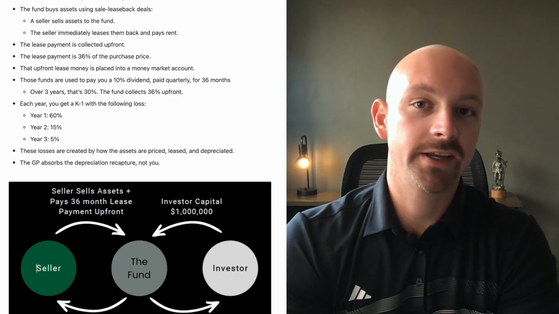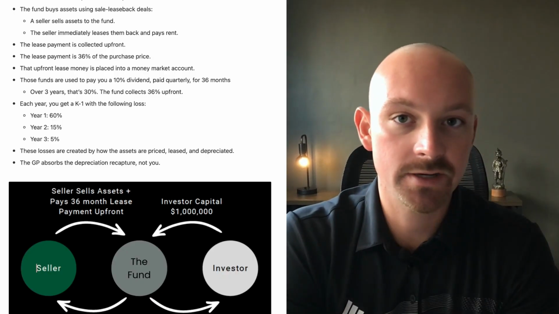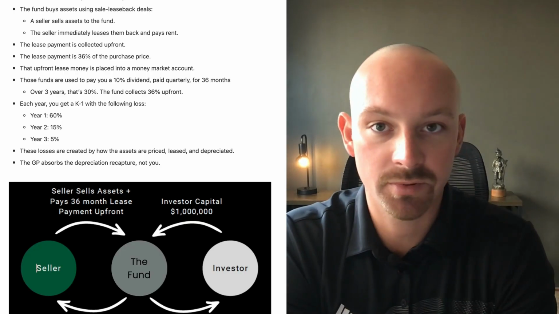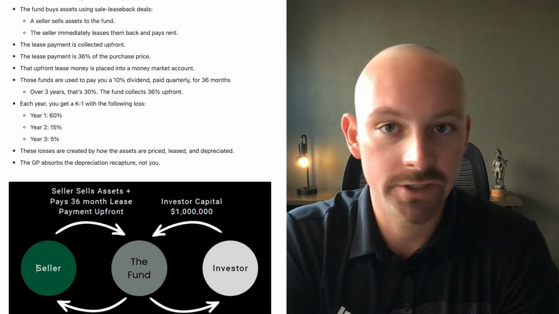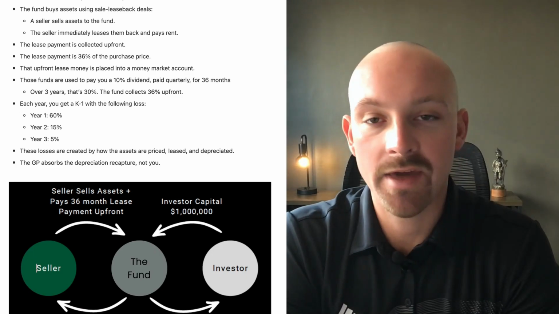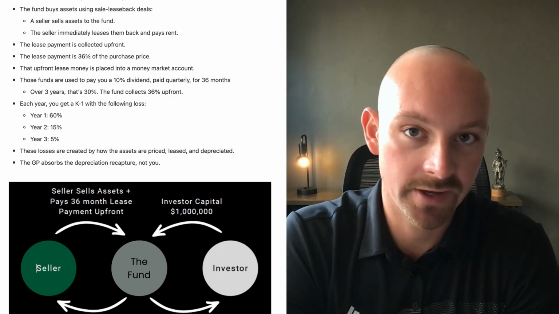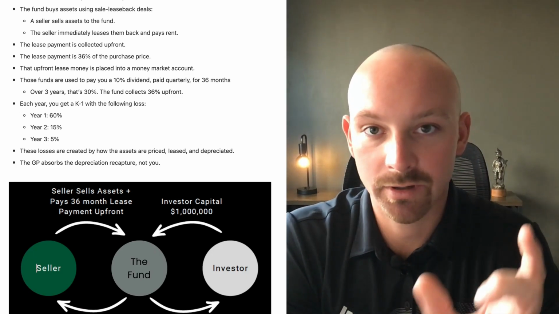Now, each year, you're going to get a K1 loss, right? So year 1 at 60%, that is going to offset 100% of the taxes due on the distribution of your 401k, and that is determined by the fair market value discount, which is an actuarial calculation.